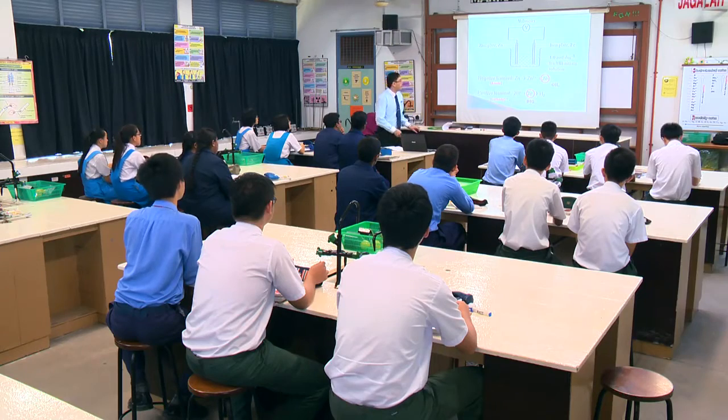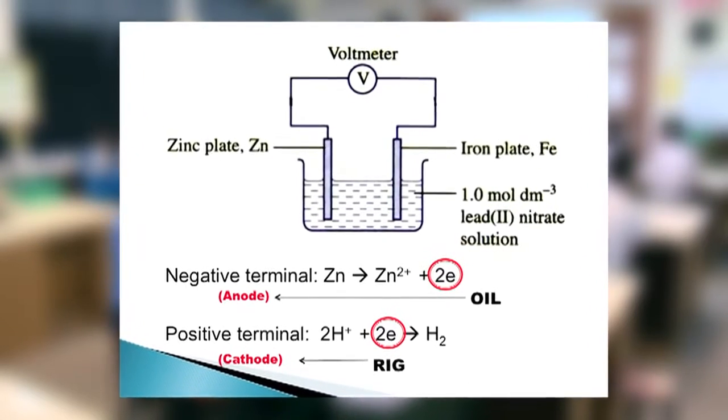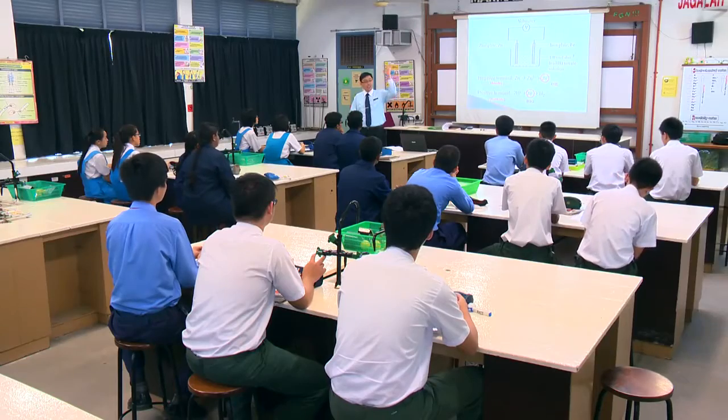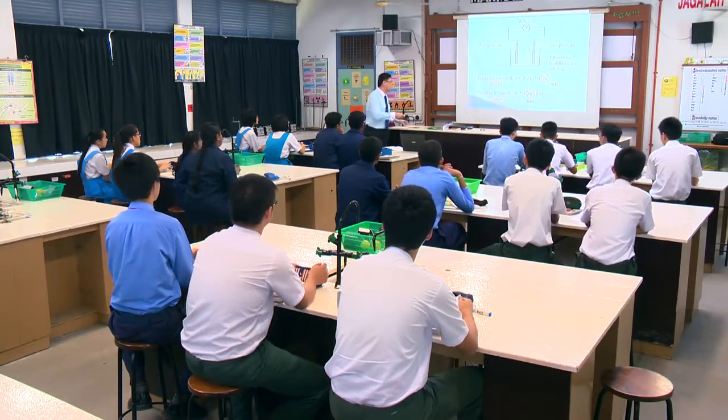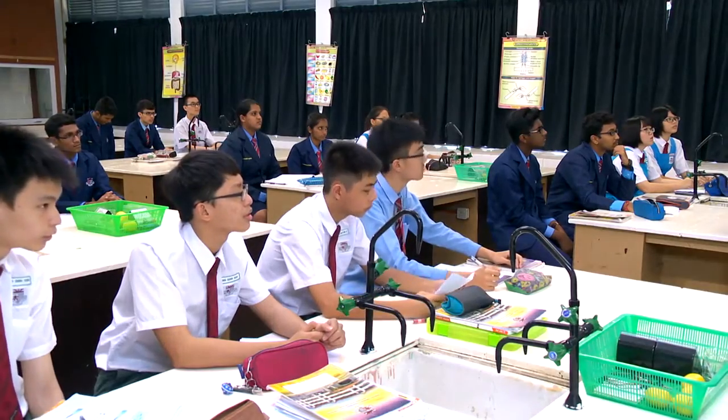And another one, the electron that is located on the left hand side, we call it gain electron. So what is the meaning of RIG? Reduction is gain electron. Okay. So when reduction, gain of electron, occurs, the place is called the cathode.